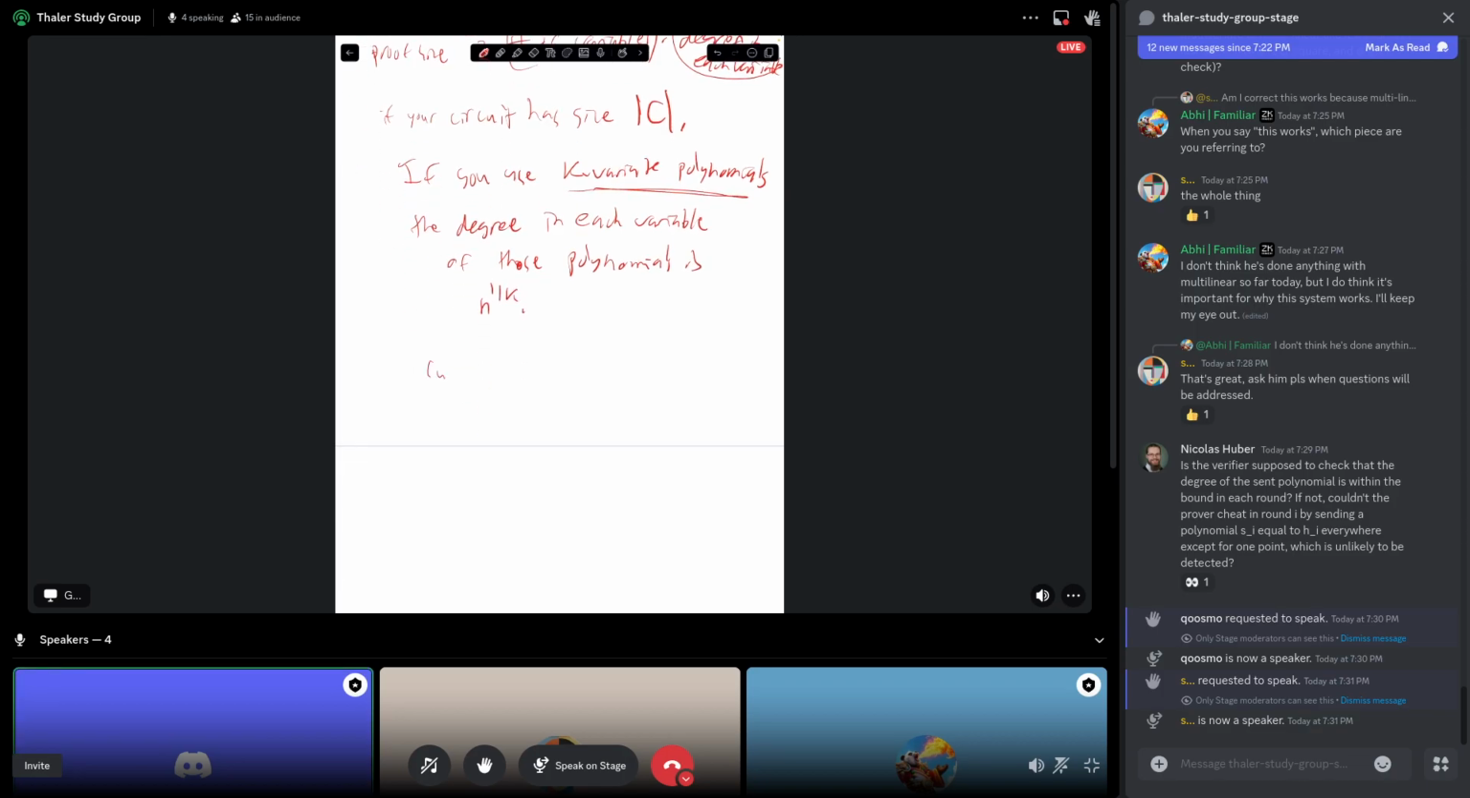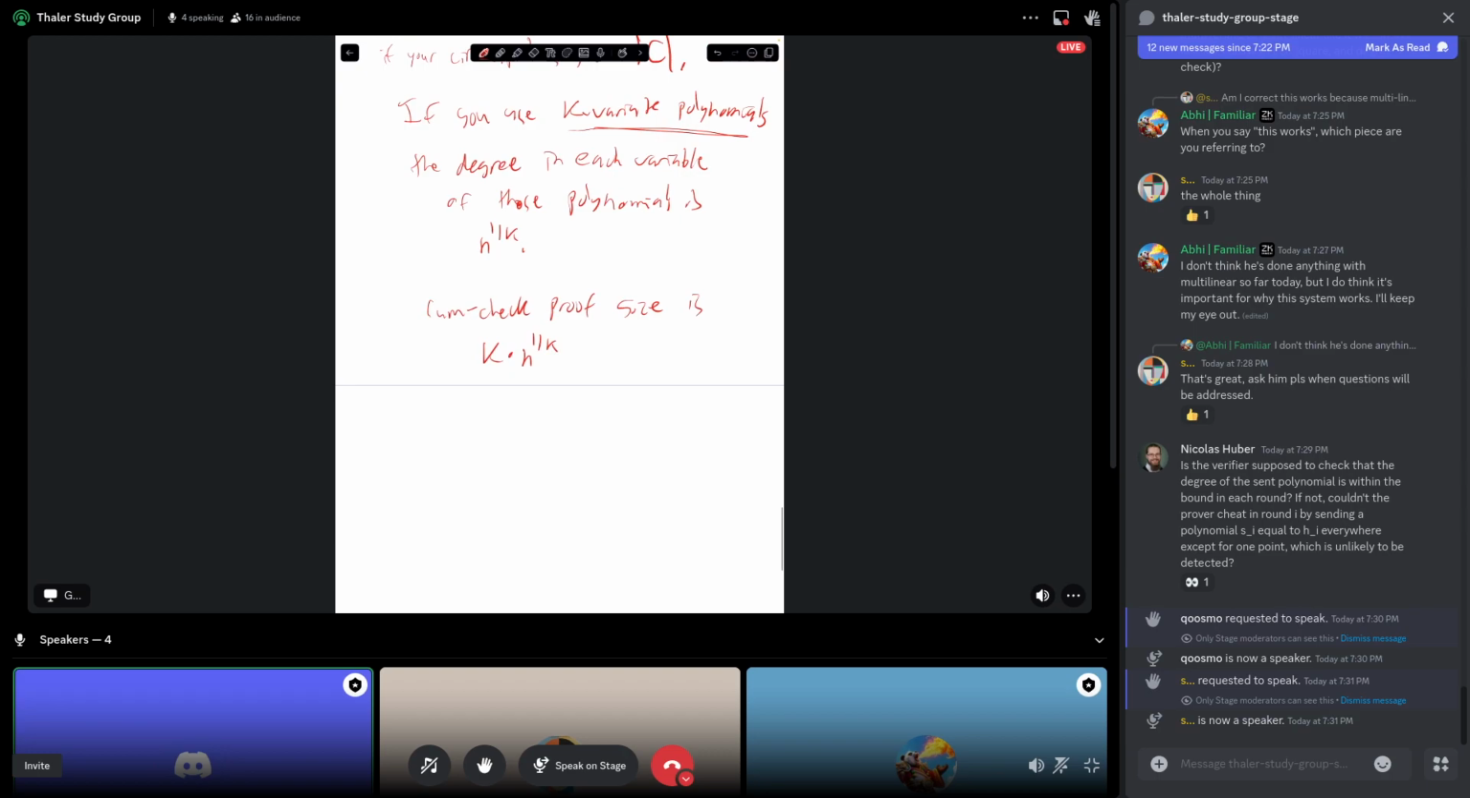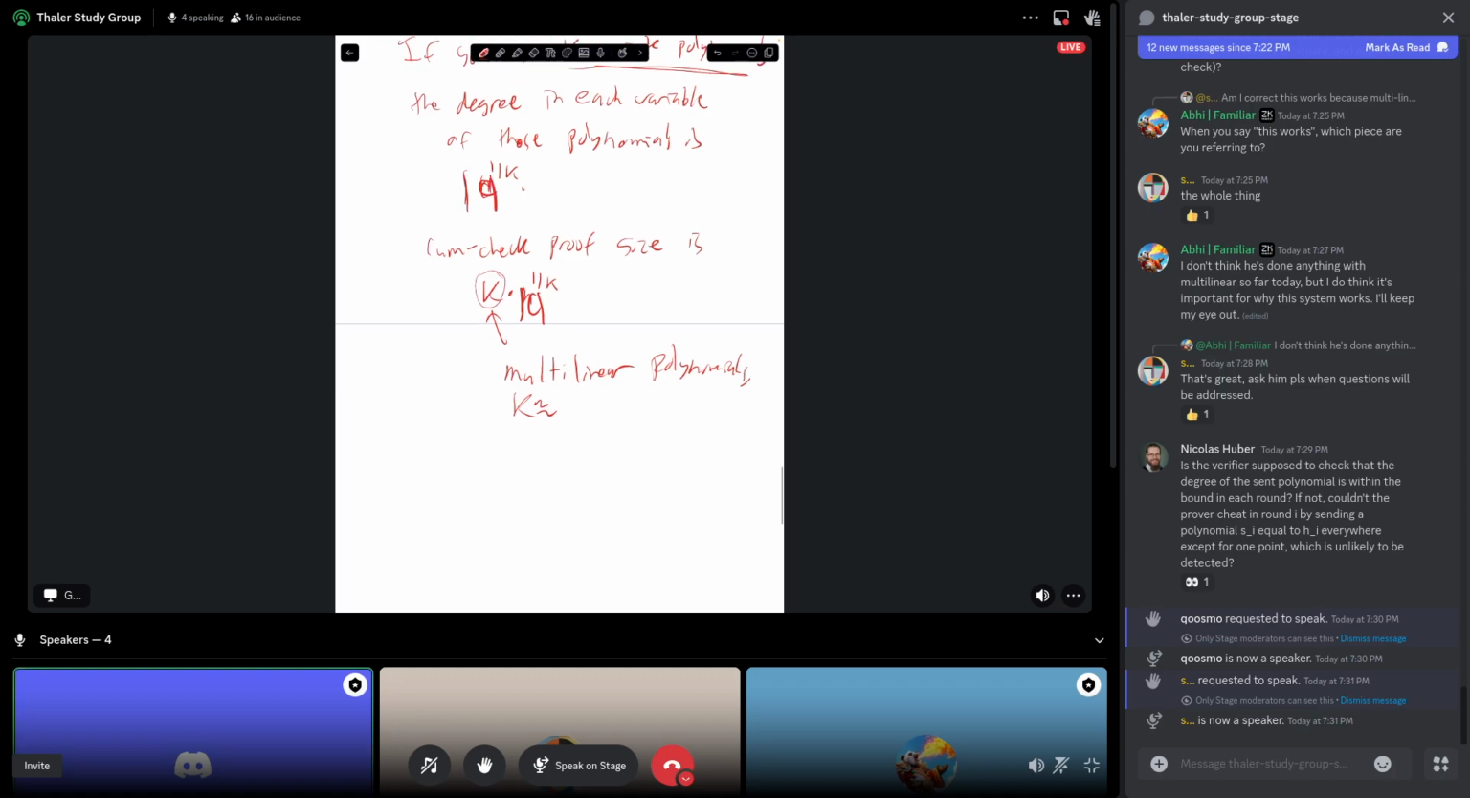And so the sum check proof size in general is k times n to the 1 over k. With multilinear polynomials, k will be about, sorry, by n I meant circuit size. Sorry about that. So with multilinear polynomials, k will be about log circuit size, and then the degree in each variable becomes 1, or 2 or something.